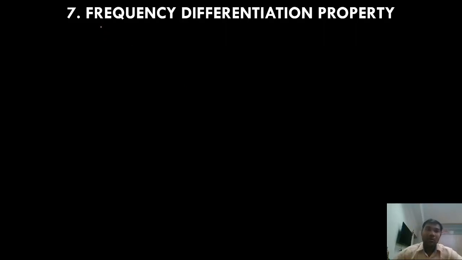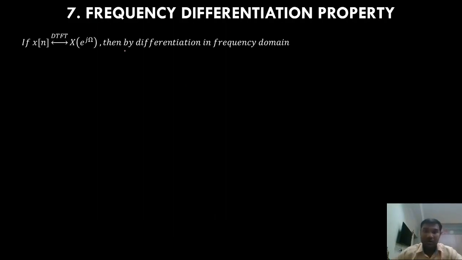Now we will prove the frequency differentiation property. If you differentiate the frequency domain, or if you differentiate the DTFT, it corresponds to multiplication of the time domain signal with n.